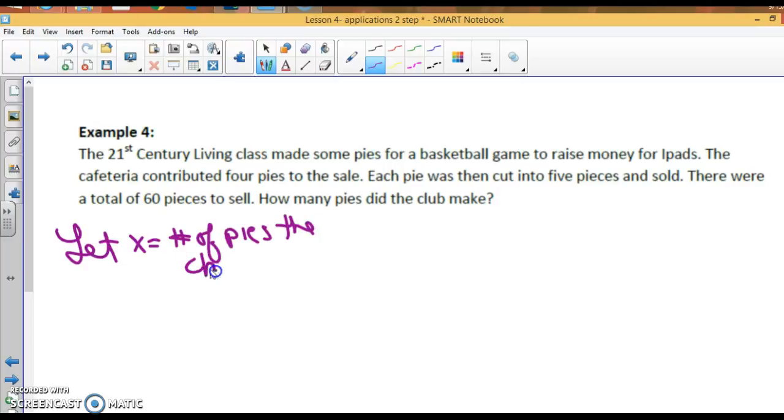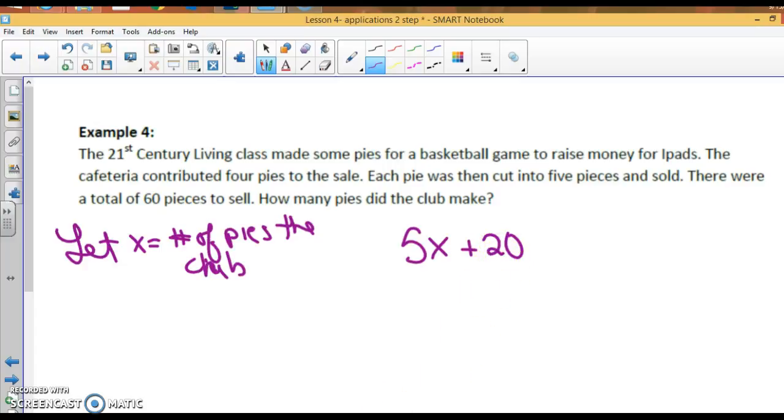the club made. Now, I think this problem can be a little confusing because they are selling them by the piece, and they are cutting the pie into 5 pieces. So the club made x pies, they cut them into 5 pieces each. So the club's pieces is 5 times x, because that's the number of pies times 5. Now, it says the cafeteria gave them 4 pies. But, think about it. 4 pies cut into 5 pieces each, 4 times 5, is 20 pieces.